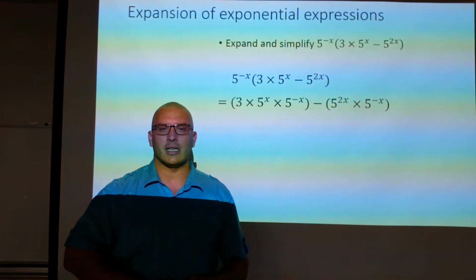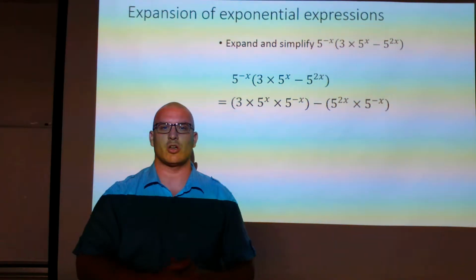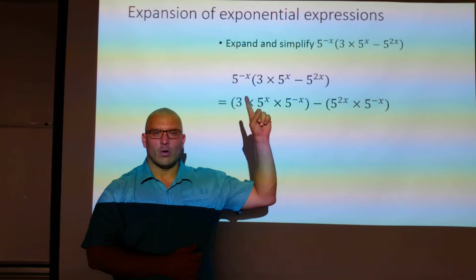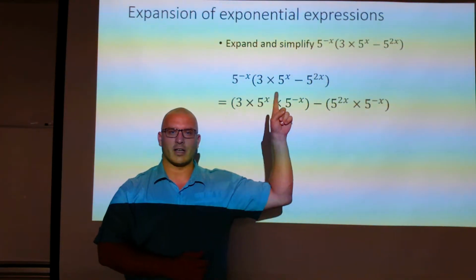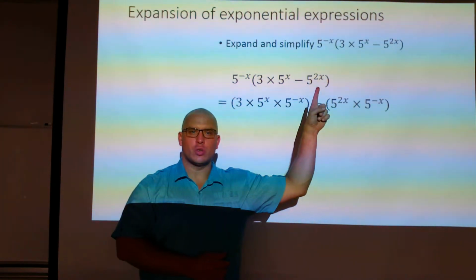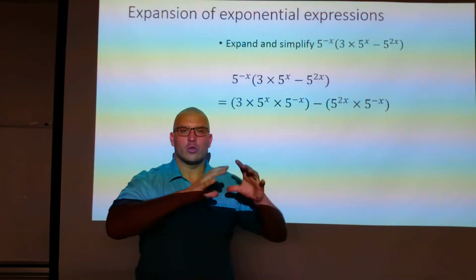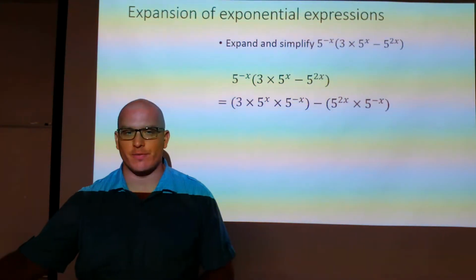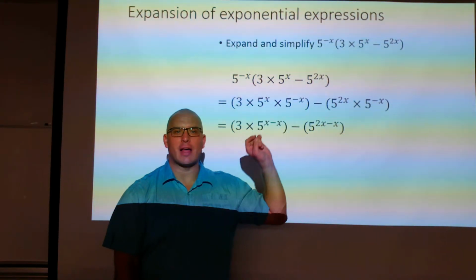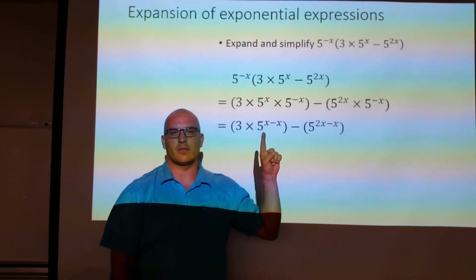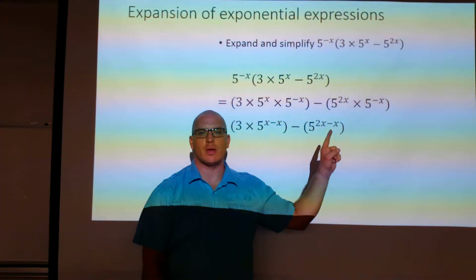Now, to make this easier, I've put every series of multiplications into a set of brackets so we can see each term separately. So as I have here, what we have is 3 times 5 to the x times 5 to the negative x minus 5 to the power of 2x times 5 to the negative x. So now within those brackets, we're going to simplify them further. Because these two have the same base, we can simply add their exponents, which is 5 to the power of x minus x. And here, same thing, this is 5 to the power of 2x minus x.